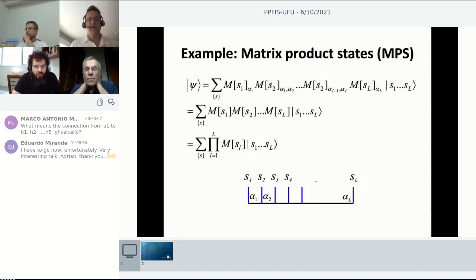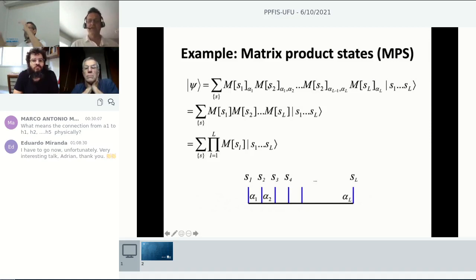One example of a very accurate ansatz, or a very accurate guess for a wave function, is given by matrix product states. This is basically the structure of the wave function that you obtain when you use the density matrix renormalization group method, and it's very accurate for one-dimensional systems that are relatively weakly entangled.